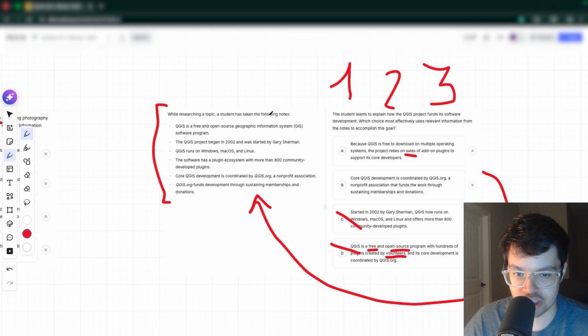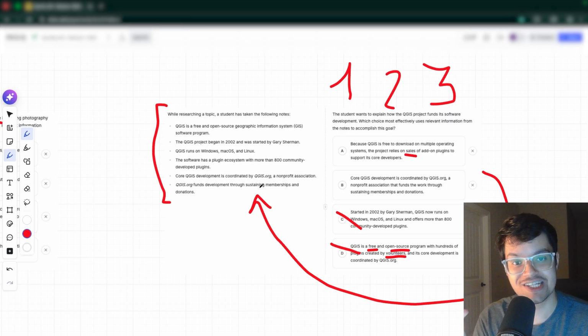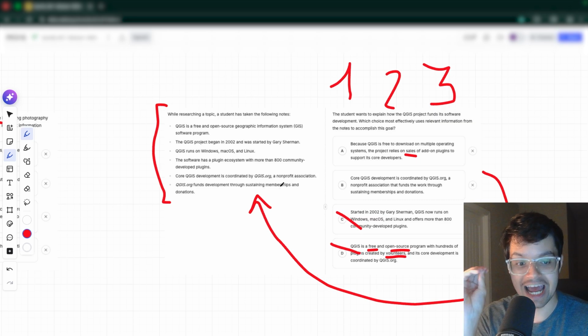QGIS is a free and open source thing. Okay, it began in 2002, runs on Windows. Okay, the software has a plugin ecosystem of more than 800. Okay, same thing here, it is coordinated by QGIS. Okay, we have one more note. Hopefully this is the note that gives us the right answer. So it funds development through sustaining memberships and donations. Okay, so that is the thing we're looking for.